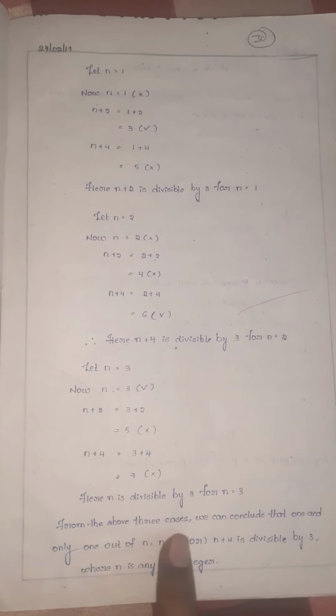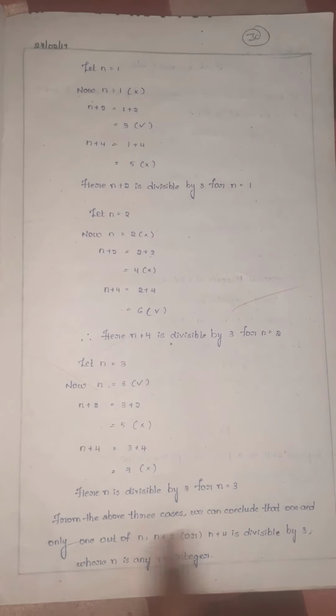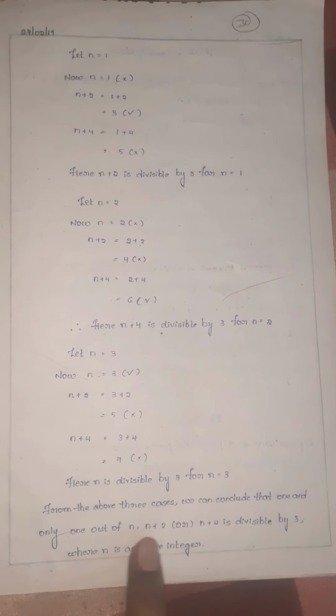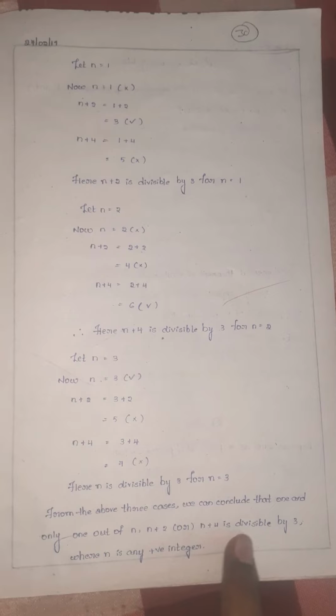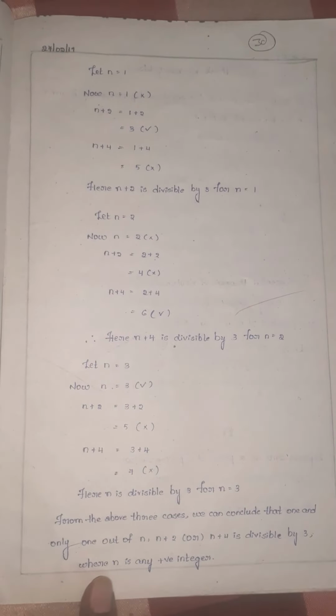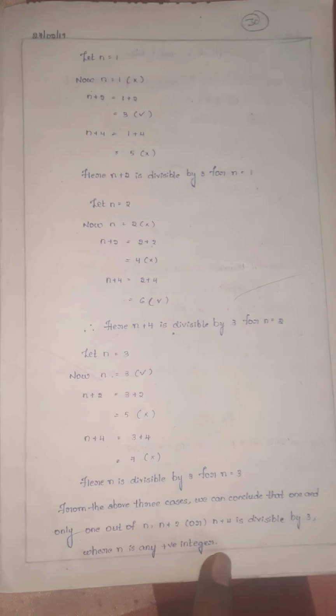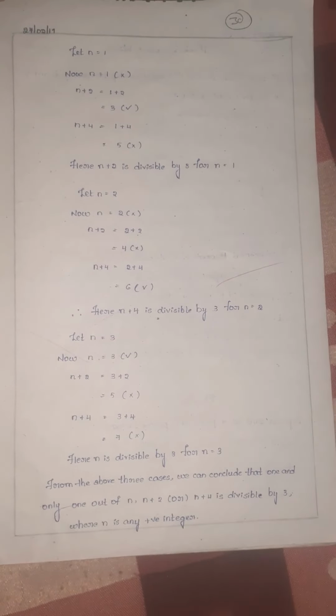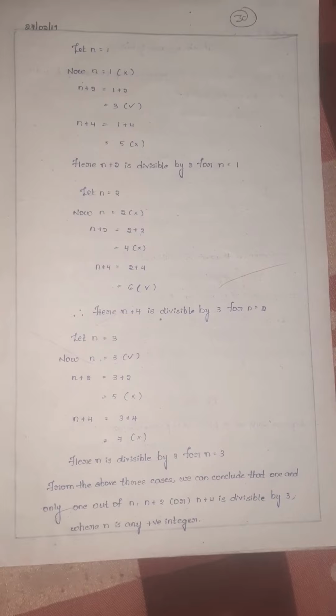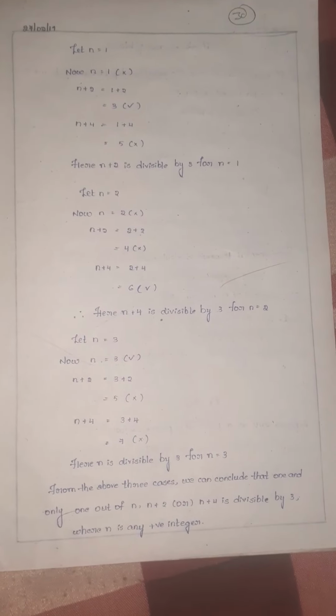So from the above three cases we conclude that one and only one out of n, n plus 2 or n plus 4 is divisible by 3 where n is any positive integer. So with this we have completed exercise 1.1 in the real numbers chapter. Next we will see some more problems.